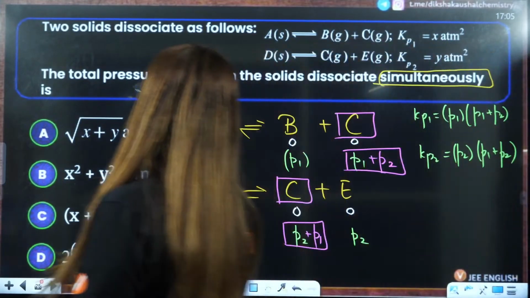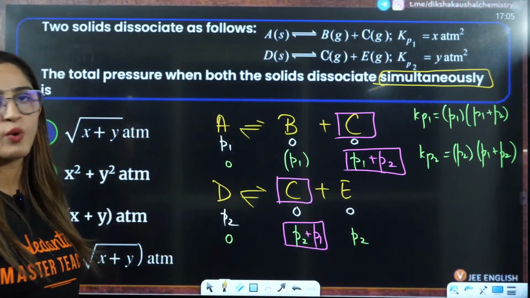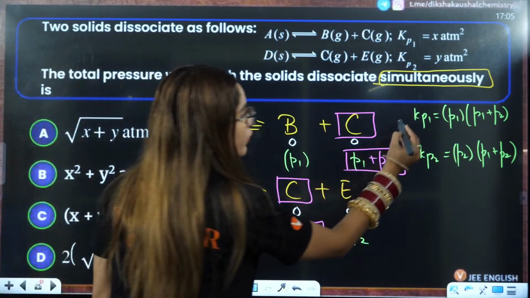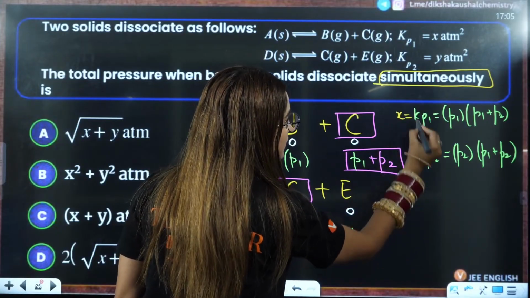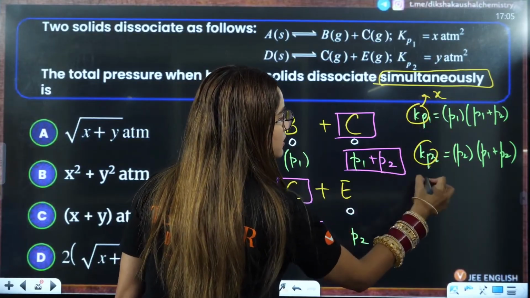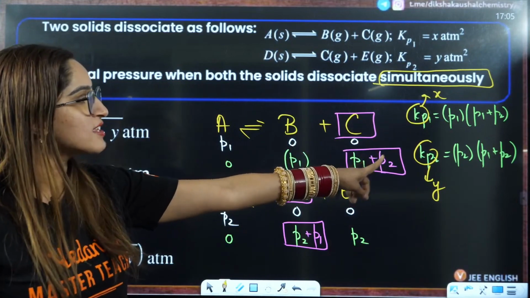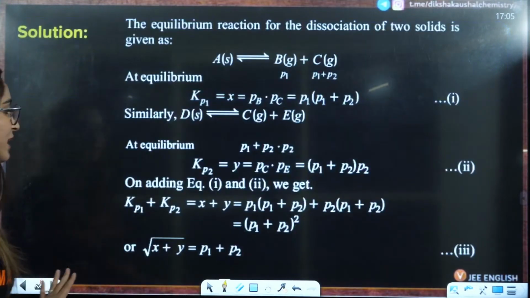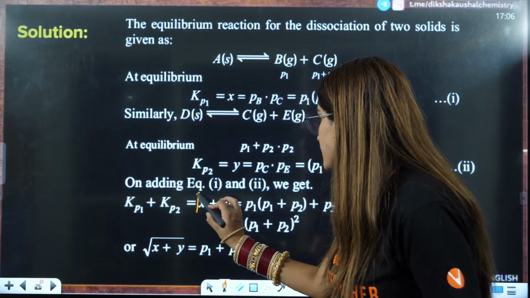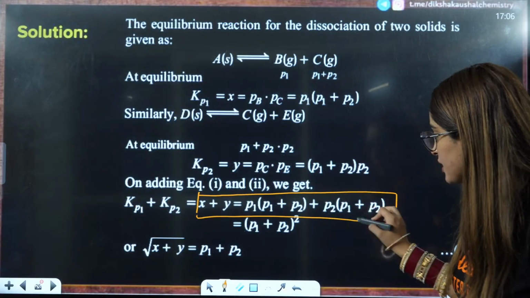Now, they are asking you the total pressure when both the solids dissociate simultaneously. Total pressure you have to find, that is P1 plus P2 they are asking you, in terms of X and Y. We know that this value is nothing but X, and this is nothing but Y. So you can write X is equal to P1 into P1 plus P2, Y is equal to P2 into P1 plus P2. You will solve these two equations, and you will get the answer for P1 and P2. So X plus Y is equal to P1 into P1 plus P2 plus P2 into P1 plus P2.